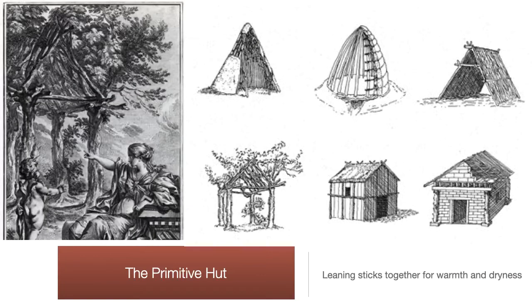The primitive hut is the most basic piece of architecture that ever existed. No matter where you look on Earth, no matter how far back you go, all humans need shelter. It's one of the three primary ingredients for human survival. The primitive hut is an idea that the first humans would lean sticks against a wall or against a tree, maybe tie them together somehow, cover them in leaves or bark, and create some kind of shelter.